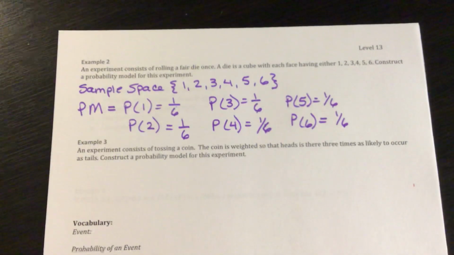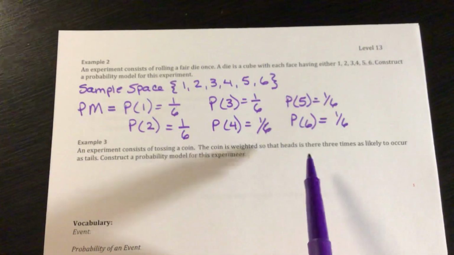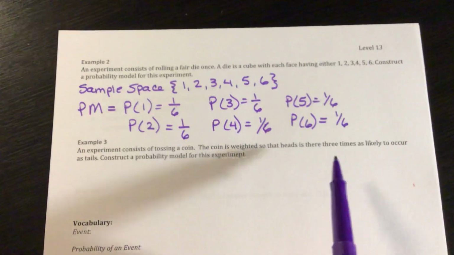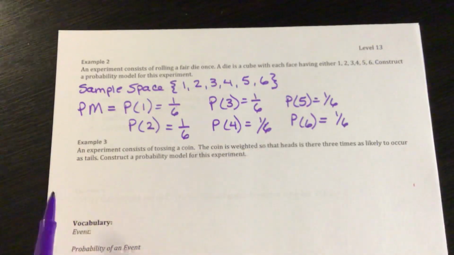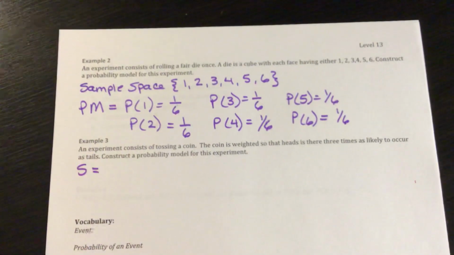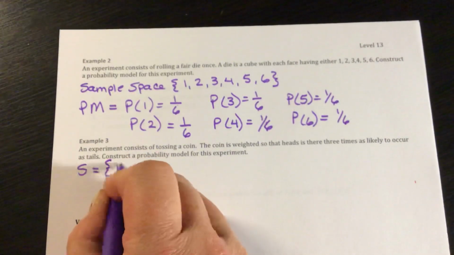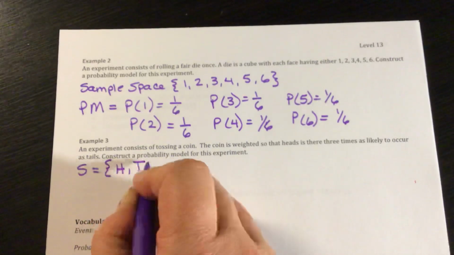In example 3, an experiment consists of tossing a coin. This coin is weighted, so it's not a fair coin. It doesn't have equally likely outcomes. The coin is weighted so that heads is 3 times as likely to occur as tails. So in my sample space, I'm just going to call it S this time for sample space, I can get a head or a tail.